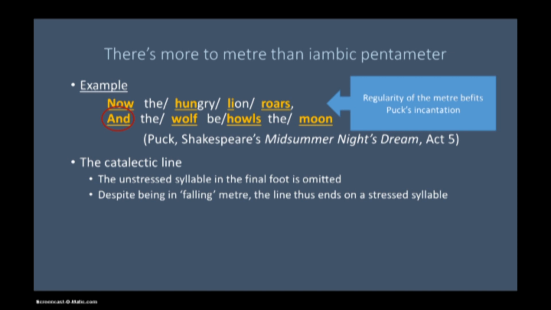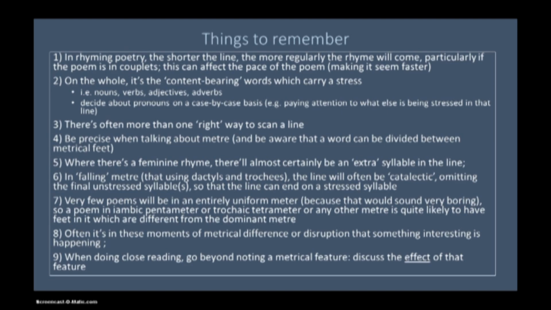So hopefully this podcast has gone some way to demystifying how you might go about working out poetic metre. As you do so, here are some things to remember. In rhyming poetry, the shorter the line, the more regularly the rhyme will come, particularly if the poem is in couplets. This can affect the pace of the poem, making it seem faster.